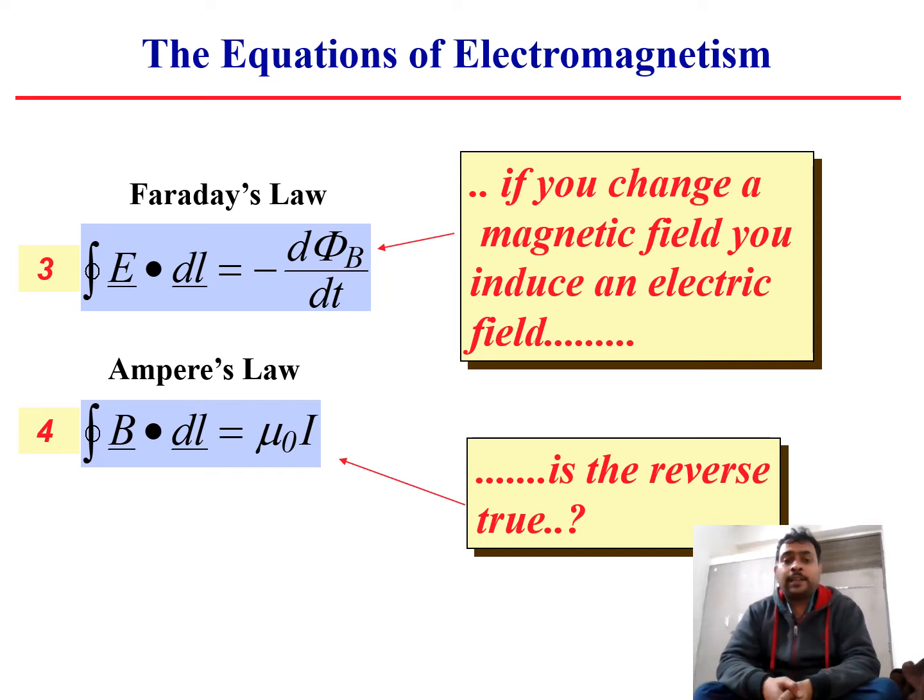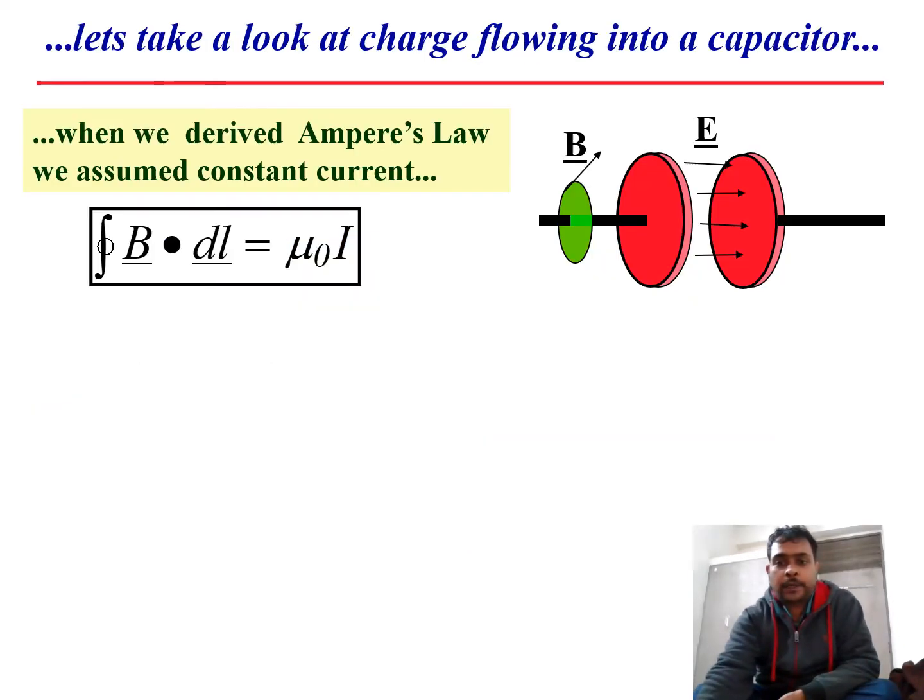But is the reverse true? Ampere's law is the line integral of B dot dl, that is the line integral of magnetic field, equals mu 0 I. This is Ampere's law or Ampere's circuital law. But does it hold good? Is it a correct explanation? Now let us see a particular case.